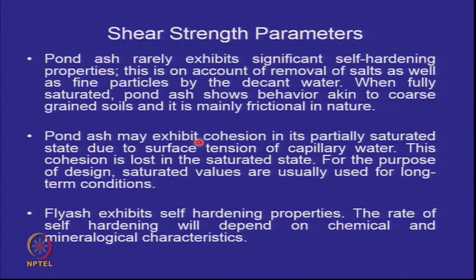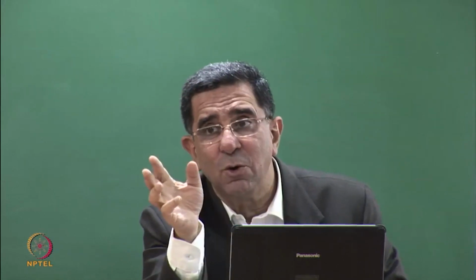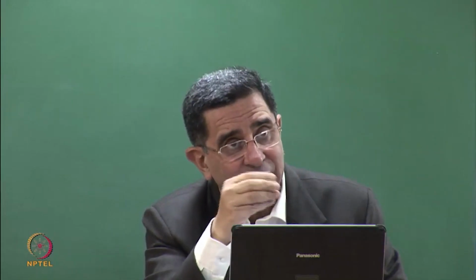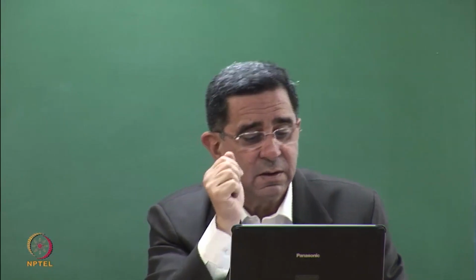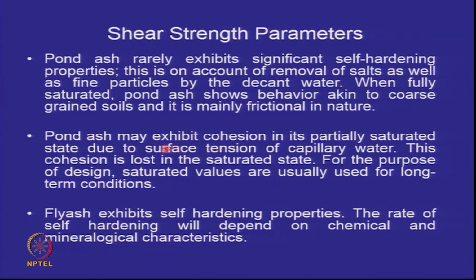You may be able to make a sample of pond ash in the partially saturated state, but that is due to the negative pore water pressure or the surface tension effect of the little bit of water in the voids. This is not due to any cementation which takes place at the grains. For a soil sample to show cementation, when you submerge it in water, the cementation should not go away. If you submerge it in water and the sample crumbles, it means it has no cementation. It has some kind of an electrical charge issue, or some kind of negative pore water pressure due to the partially saturated state of the soil. So sometimes people say that pond ash exhibits cohesion, but that is not a reflection of self-hardening properties.